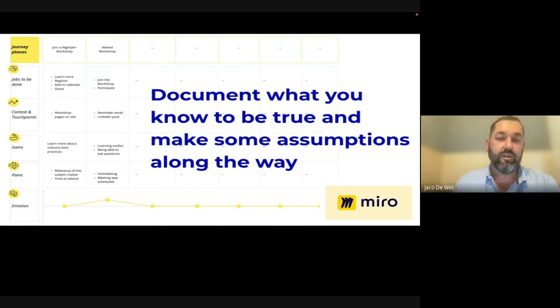So what this journey map allows you to do is look at the jobs to be done. So you have this journey, you look at the jobs to be done. So what are the tasks that the user can perform? Create the context and touch points. So what part of the service do they want to interact with? What are the gains for the user? So what is the user's motivation or benefits to performing this task? And what are the pain points? So what would stop or hinder the user from actually moving forward in your journey?